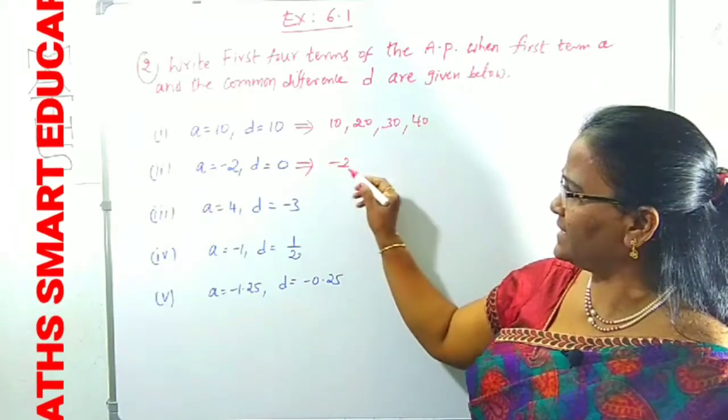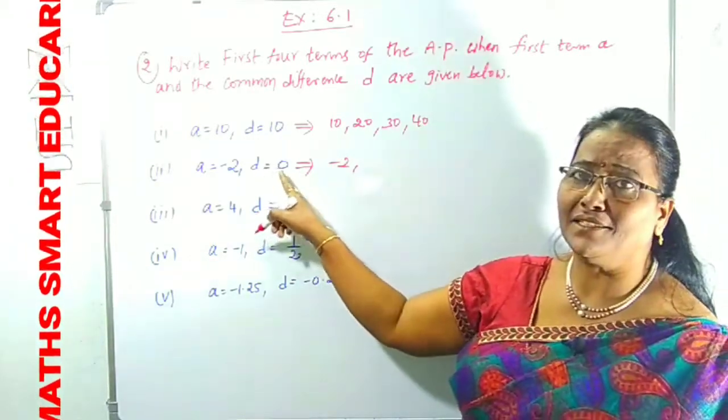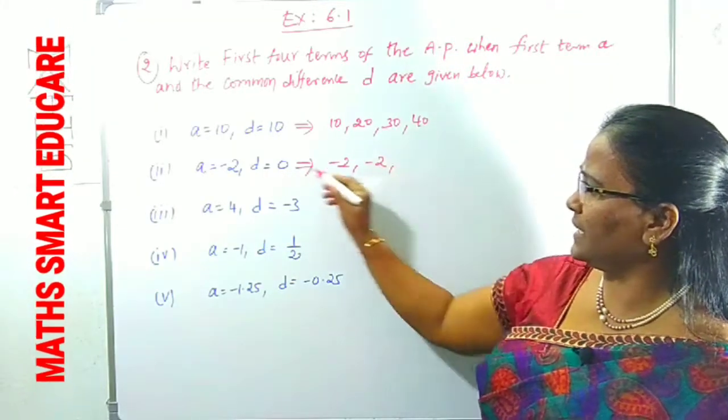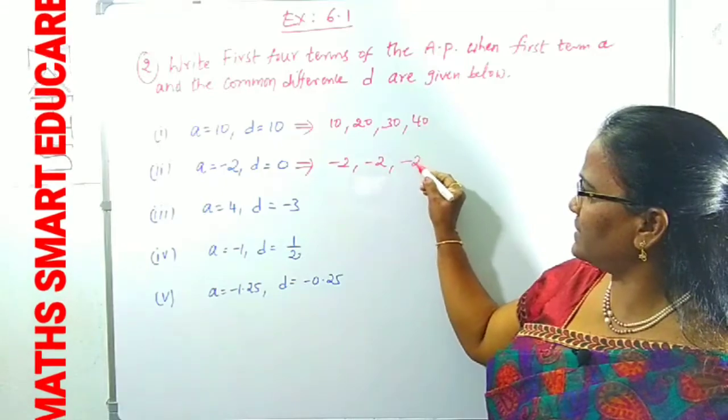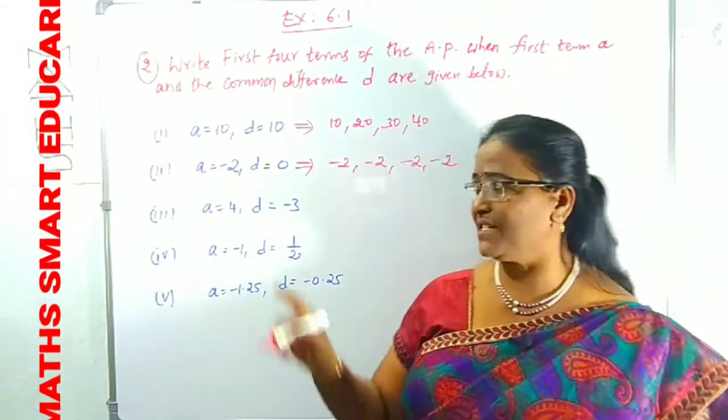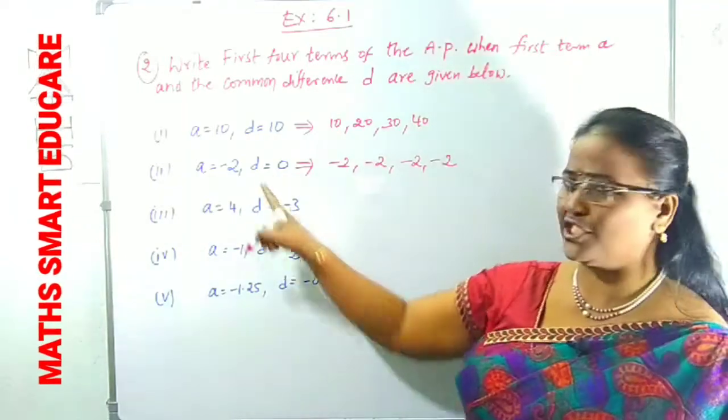Now the second bit. What is A? -2 is A. What is the D here? 0. -2 plus 0 is -2 only. Again -2 plus 0 is -2. Here it stays -2 because we are adding 0. Clear? These are the 4 terms of this question.